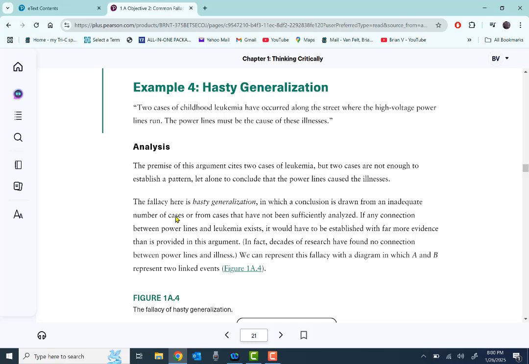Now, nobody knows how long the street is. We don't know how many houses are on the street. Only two cases could simply be a coincidence. We don't know what kind of illness this was. Maybe it's communicable, and one kid gave it to the other. None of this is listed in any way, shape, or form. And even if it was, it doesn't matter. Two cases is not enough to make a generalization out of. You need more cases to make your case.